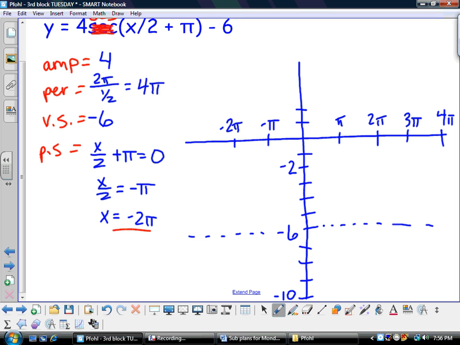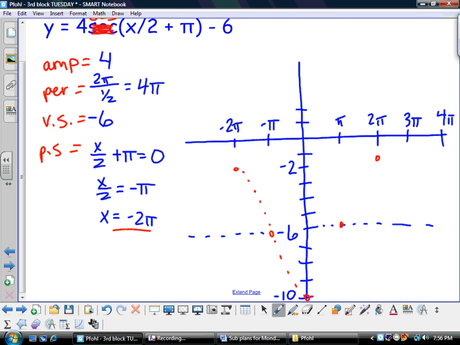It's a positive cosine graph. Positive cosine graphs start at the top. So at -2 pi, it's at the top here at -2. It'll be at the midline at -pi, at the bottom at 0, midline at pi, and back to the top at 2 pi.